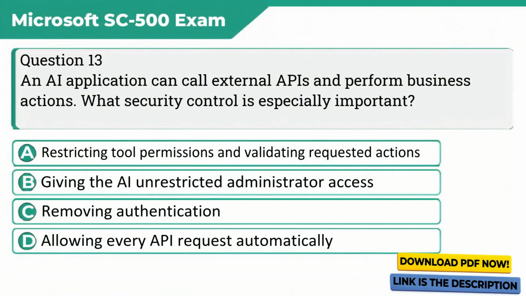Question 13. An AI application can call external APIs and perform business actions. What security control is especially important? A. Restricting tool permissions and validating requested actions. B. Giving the AI unrestricted administrator access. C. Removing authentication. D. Allowing every API request automatically.